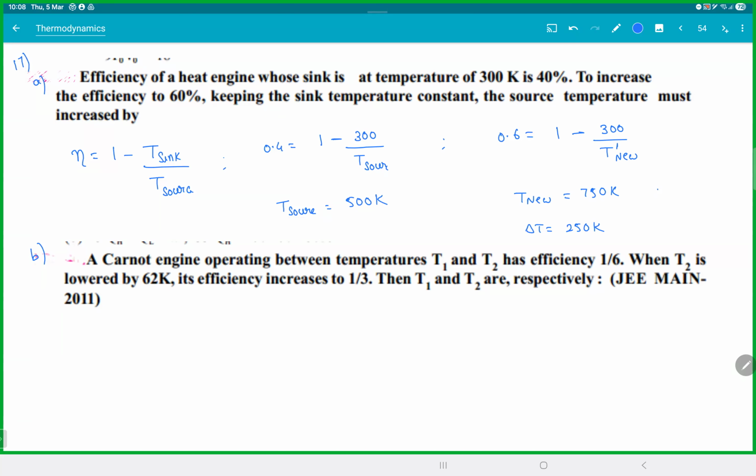That second one looks wrong. A Carnot engine operating between temperatures T1 and T2 has efficiency 1 by 6. Now, this is a good one. The problem with this question is we don't know whether T1 is sink or T2 is sink. They didn't mention who is sink and who is the source. They simply said T1 and T2. So you had to first figure out who is the sink and who is the source and then start the problem. Because if you take it wrong, you'll get something else. So how do you figure out which one is the sink and which one is the source? Start from there. Think for a minute, then I'll show you.